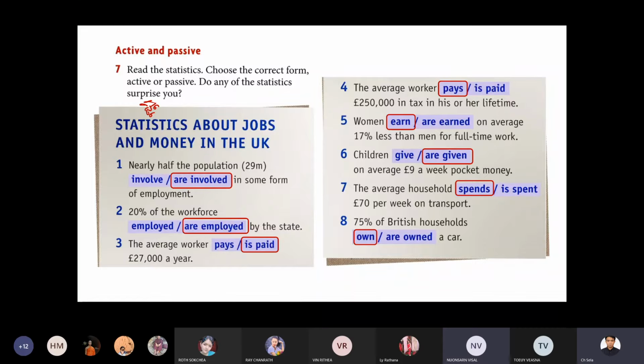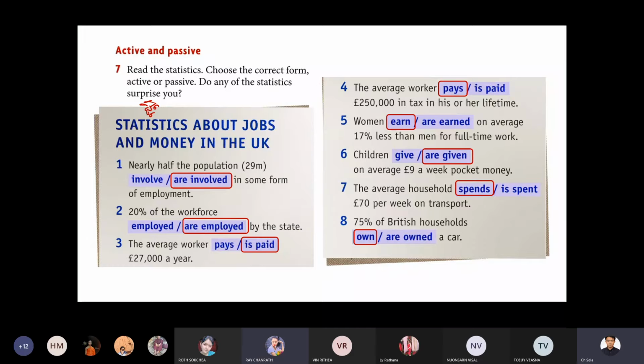75% of British households own a car. Okay, very good. So I would like to ask just one more student to read. Chan Rod, can you read again? Number one until number eight. Oh, Chan Rod, sorry.